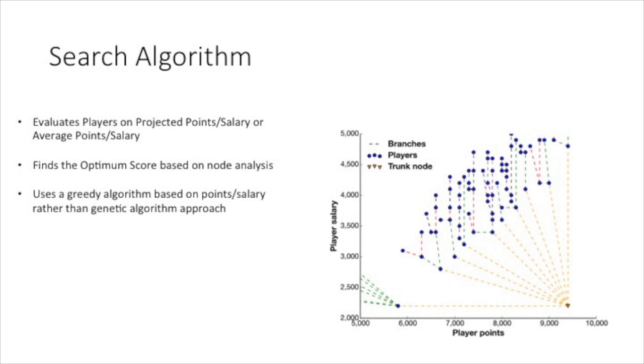In our search algorithm, we're going to use a greedy algorithm with Solver based on points per salary rather than a genetic algorithm approach, just for the fact that from the research we've done, the genetic algorithm in this case usually yields lower max points, and in this we're looking for the maximum points possible.